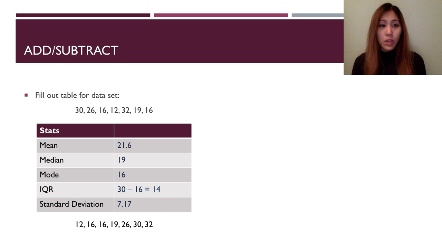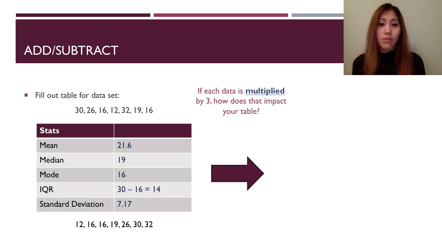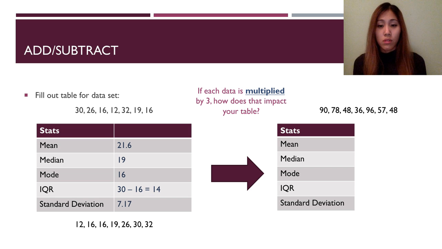So now let's take a look. This should be our addition and subtraction, right? What would happen if each data value is now multiplied by 3? How does that impact your table? So again, I've multiplied the data set by 3 for you, and try to work out your stats again. Pause the video.